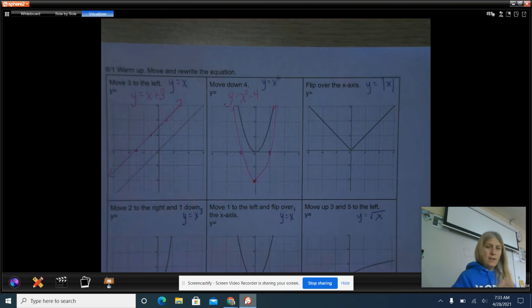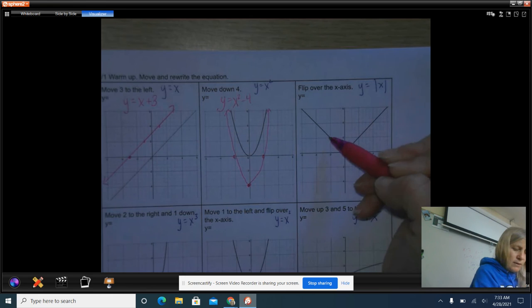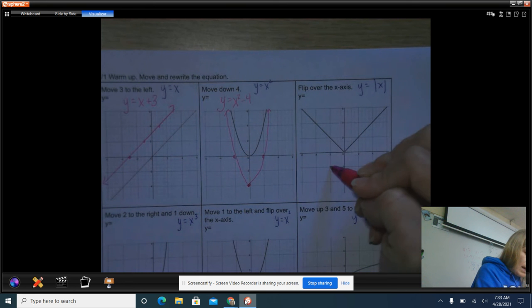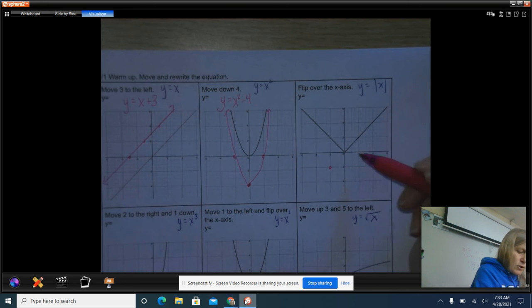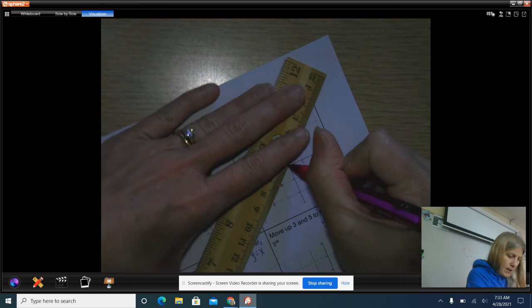Here we have a flip over the x-axis. So that means that this point that is (-2, 2) is going to be (-2, -2). This (2, 2) is going to be (2, -2). And so on. So this is going to go here and here. So we're just flipping over those. And then we're going to go ahead and make that flip over the axis.